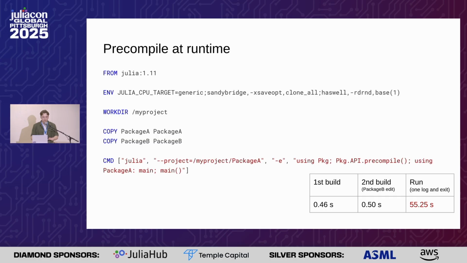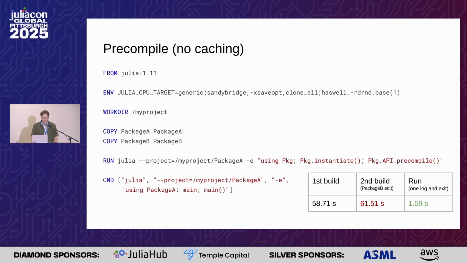So let's do no precompile at build time. And what you'll see is, obviously, please remember to set the CPU target, because you will probably run the image on some other machine. We copy over the project files, and then we precompile at runtime. And as you can see, the timings are awful. Even though the build time is quick, we pay the precompile price at every runtime. So this is not good to use.